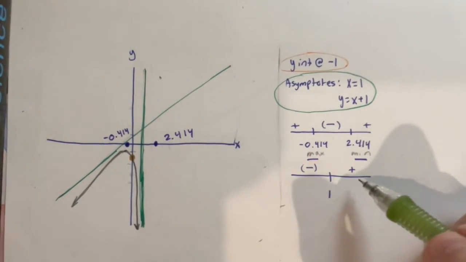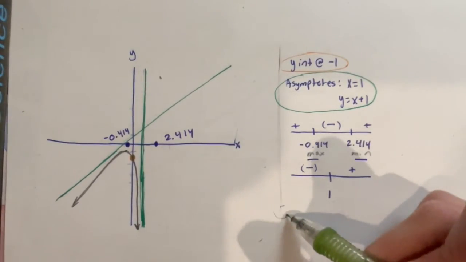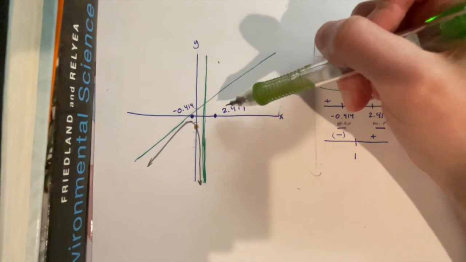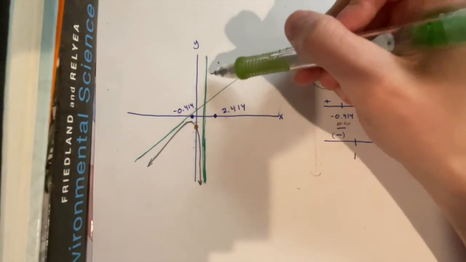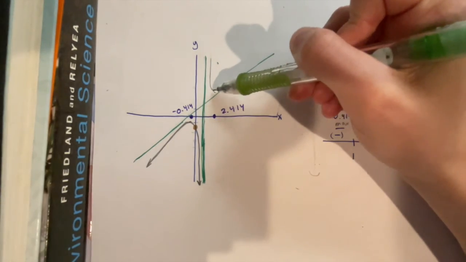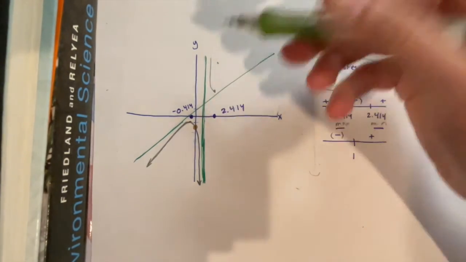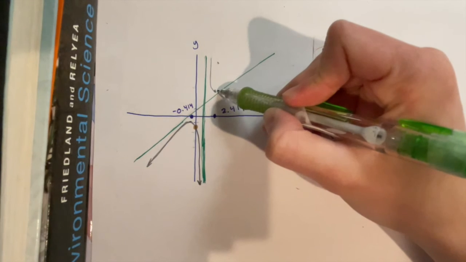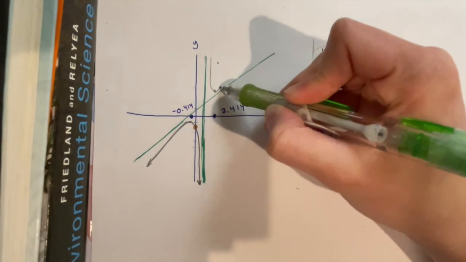Now past 1, we're going to be concaving up like a smiley face. So we're still decreasing until we hit 2.414, and we're concaving up. So I'm just going to come along down this asymptote. And once we hit about 2.414, we're going to start concaving up and we're going to start increasing.